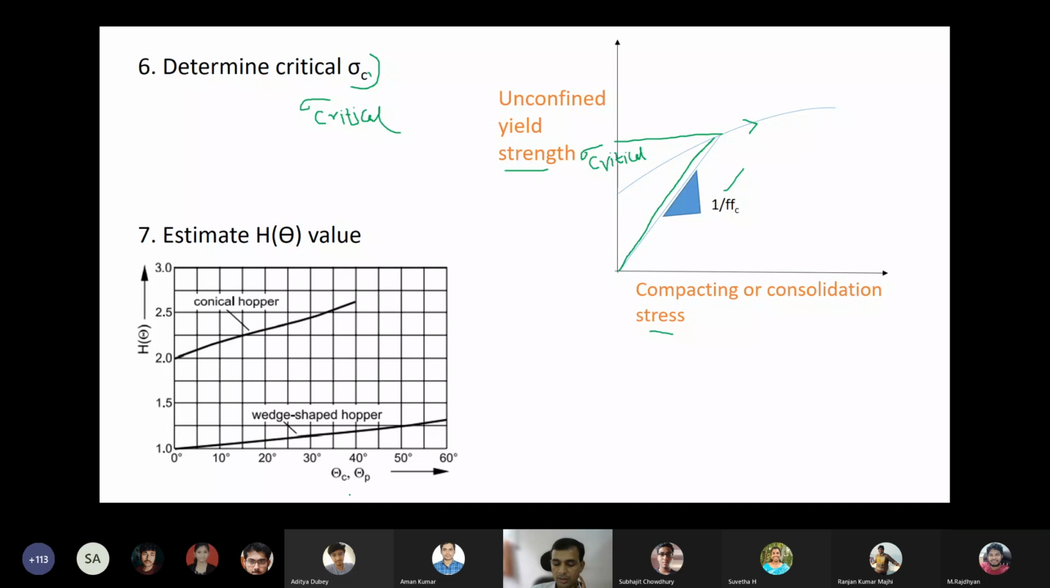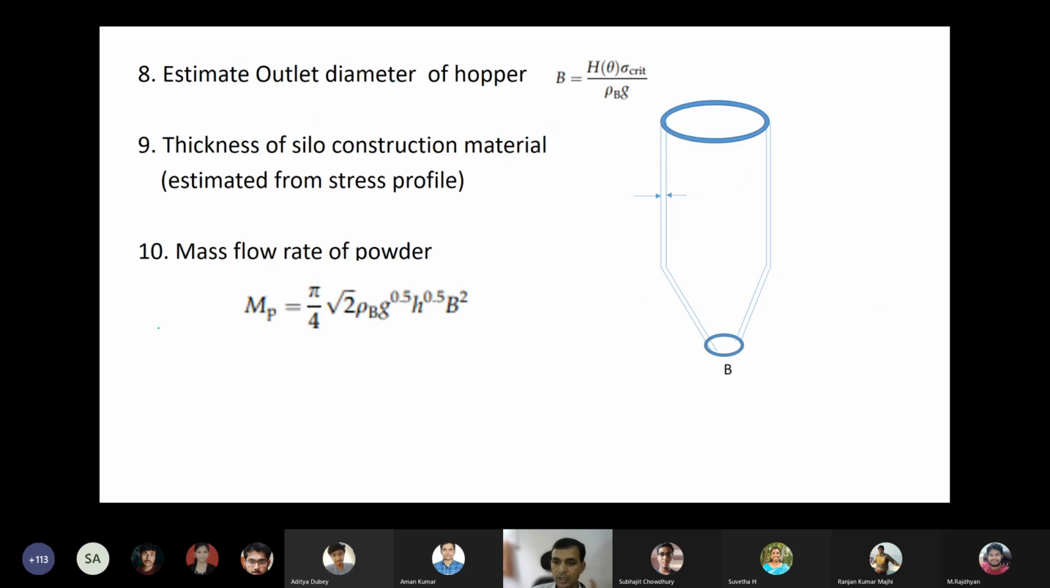So after that, we know the cone hopper angle theta c. From that, we get the h of theta using this graph. After h of theta, we estimate the outlet diameter of the hopper. Outlet diameter of the hopper B equals h of theta times sigma critical divided by bulk density into G. So we got this theta and we got this B.